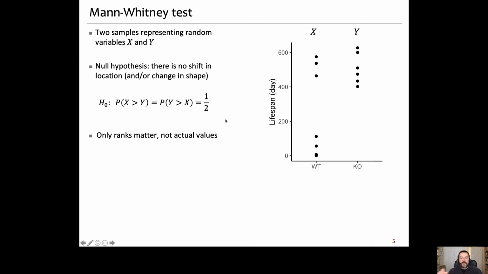You can understand this in terms of two populations. You draw a number from population X, you draw a number from population Y, and you compare them. Now, if the null hypothesis is true, and you repeat this draw again and again, X will be larger than Y 50% of the time, and Y will be larger than X 50% of the time. There will be symmetry between these two data sets.